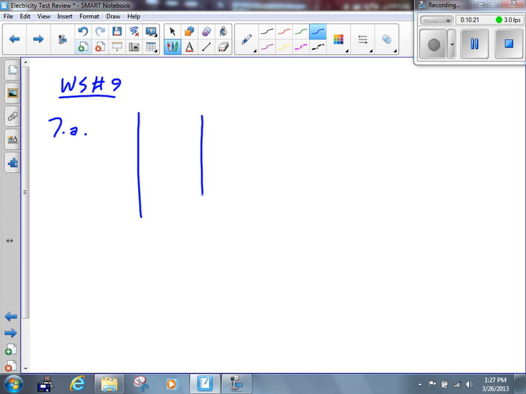So question 7a, we've got a positive plate, we've got a negative plate, we've got a negative particle, an electron, moving from the negative to the positive. It starts off with a certain speed here, 6.00 times 10 to the 6 meters per second. What's going to happen to this electron? Is it going to speed up or is it going to slow down as it goes through this electric field between these plates? Tell me, is it going to speed up or slow down? What is it? It's going to speed up. Why? It's attracted to the positive. It's repelled by the negative.